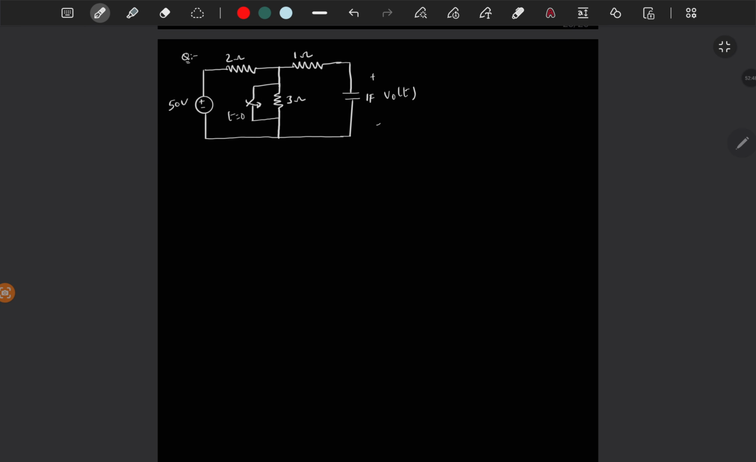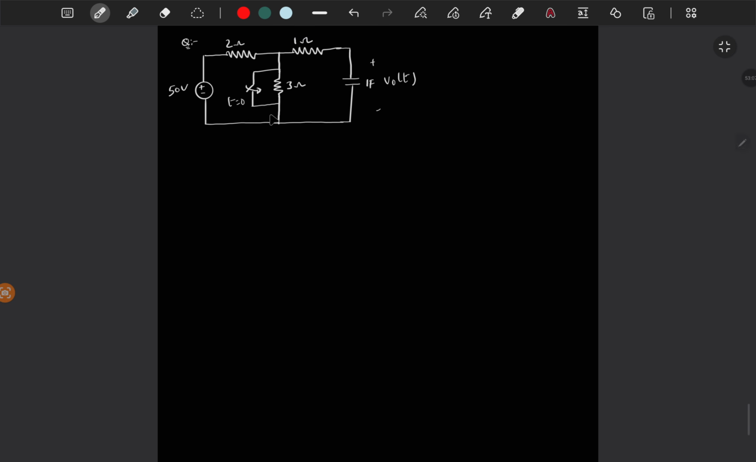In the previous circuit we didn't have the independent source for t greater than 0, right? But here we have the same voltage at t less than 0, and at t greater than 0 also we have the same independent voltage. So will the capacitor stay at the same value, or will it go to a different value at t equal to 0 or for t greater than 0? That we can discuss now.